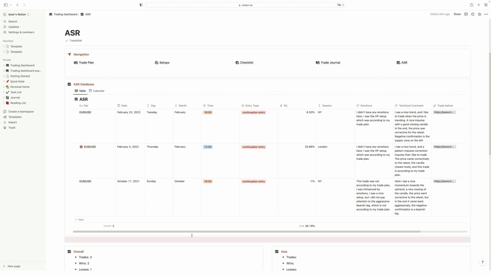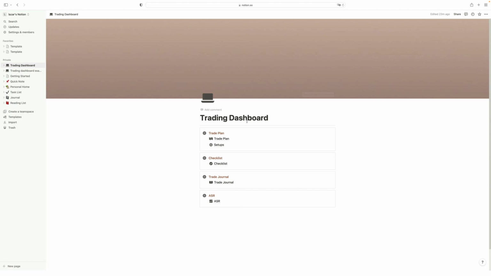So yeah, guys, again, the ultimate trading dashboard. I think that every beginner trader, advanced trader, or whatever you are, you're going to benefit from this. I'm sure of it, because you're going to have it all in one place where you can do your work. Basically, you can make a trade plan, you have the setups that you're trading, you have the checklist, your trade plan, trade journal, you can do your ASR. Everything that you need is basically in this trading dashboard. So again, guys, that's pretty much it.